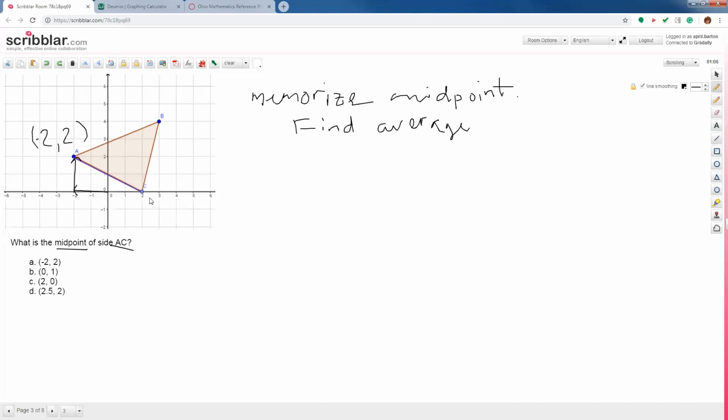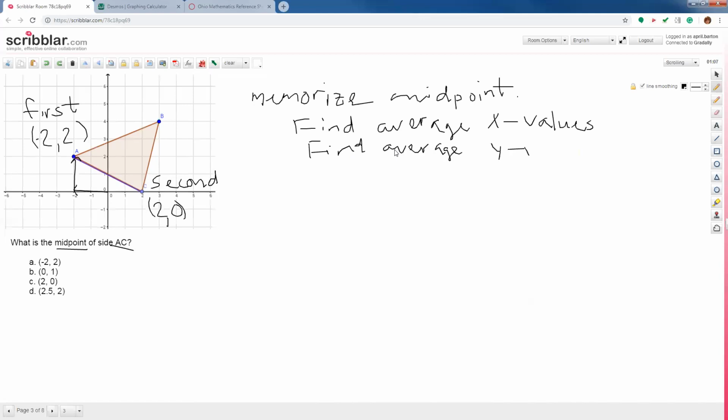How about C? C is over 2 and no up. When there's no up or down, that's 0. So again, we have a first point and a second point. We have 2 different points we're working with. When we say to find the average, we have to find the average of the x values only, and then find the average of the y values. We have to do the 2 separately.